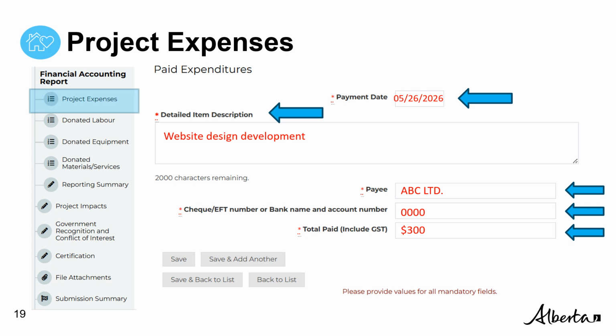Please note that this function is used for paid expenses and on pages where you will record any donations or volunteer hours contributed towards the project. Once all the information has been entered, press Save, and you can select Save and Back to List to take you back to the previous page, or Save and add another to enter payment details for an additional paid expenditure.